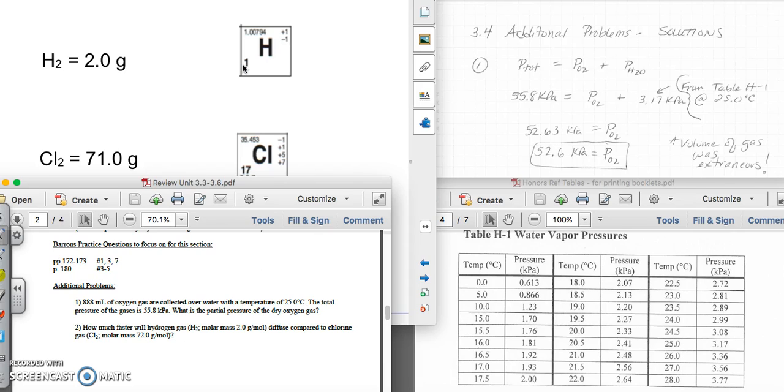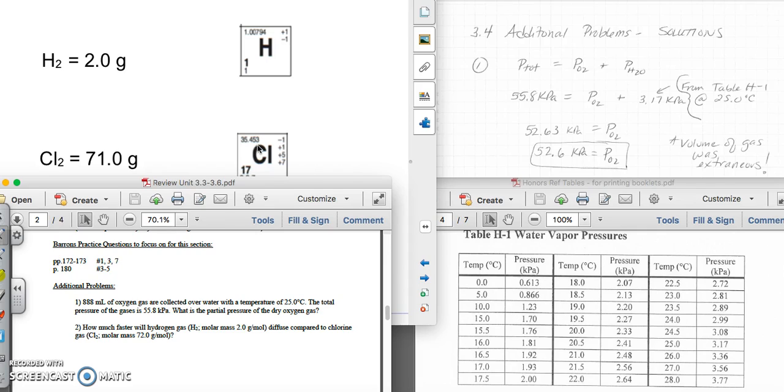H2 from the periodic table has a mass to the nearest tenth of 1.0. Okay, and so since the formula is H2, we take that 1.0 and we double it because there's two, so hydrogen H2 will have a mass of 2.0 for every 1 mole of it. Okay, that's what the molar mass means. It's the mass of 1 mole. And that's what this subscript will tell you to do.